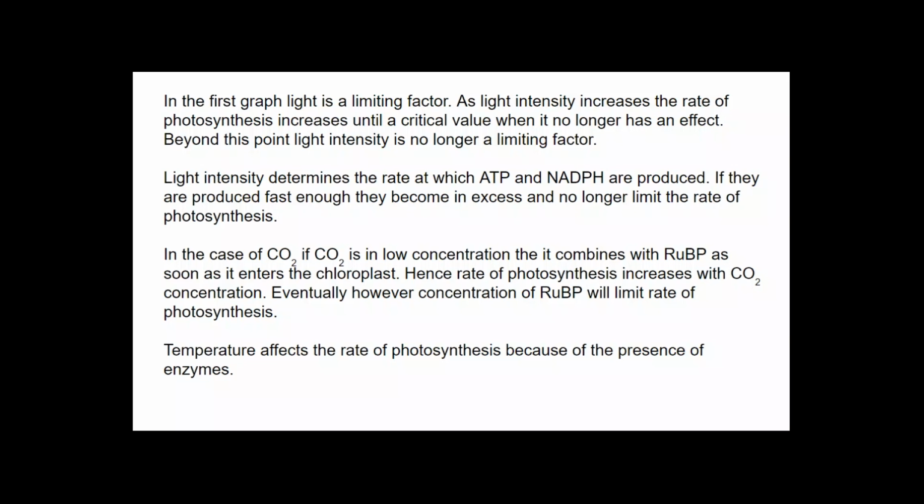In the case of CO2, if CO2 is in low concentration, then it combines with RuBP as soon as it enters a chloroplast. Hence, rate of photosynthesis increases with CO2 concentration. Eventually, however, concentration of RuBP will limit photosynthesis because you have more CO2 than you have RuBP. So increasing CO2 won't increase the rate again because there isn't enough RuBP around. And temperature affects rate of photosynthesis because of the presence of enzymes.